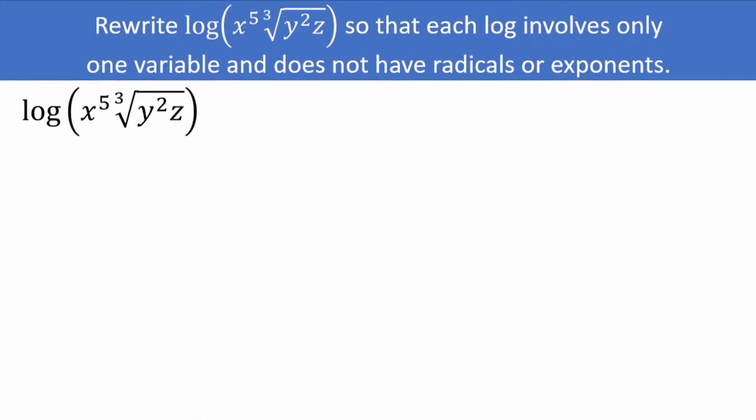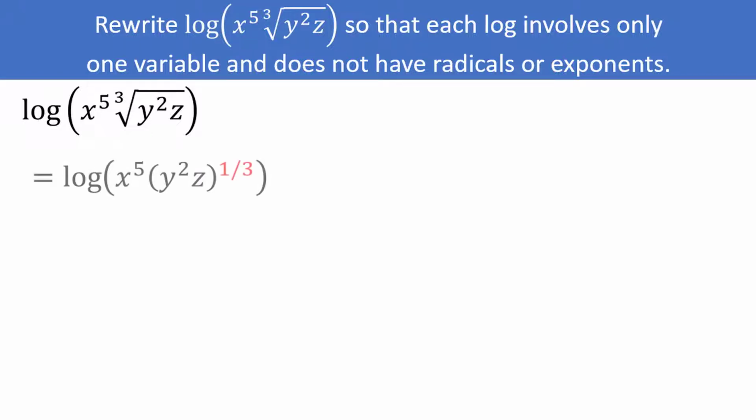Let's try some slightly more difficult problems. Consider log of x to the 5th power times the cube root of y squared z, which we want to rewrite with one variable per log without radicals or exponents. First, we know that the cube root is the same thing as the 1/3 power, so let's rewrite the radical as the 1/3 power. We have log of x to the 5th power times y squared z to the 1/3 power. Now we know by exponent rules we can distribute the 1/3 to the y and the z and multiply the exponents. We have log of x to the 5th power, y to the 2/3 power, z to the 1/3 power.